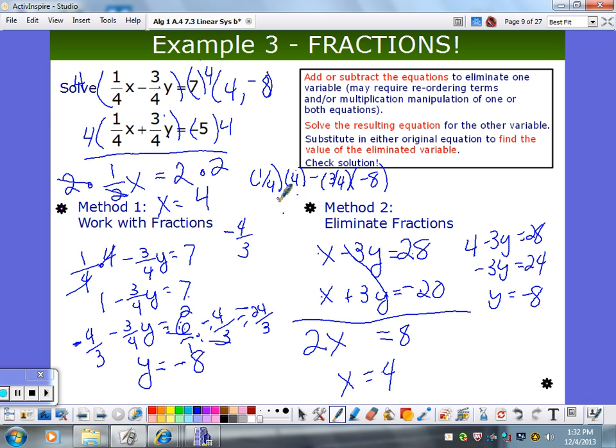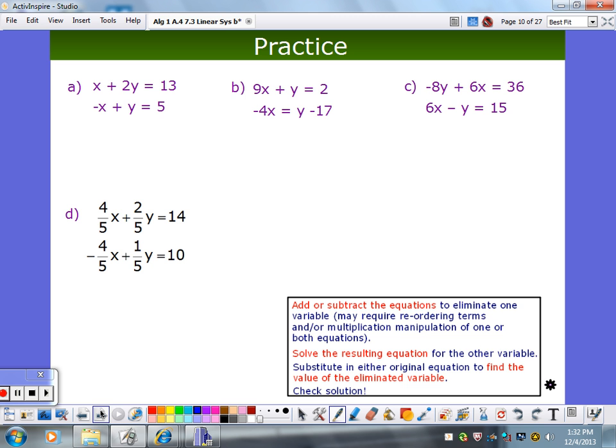How hard is this? 1/4 times 4 is 1. Minus, so that's going to be a plus. That cancels, and that cancels. Well, that's why you've got to practice with fractions.